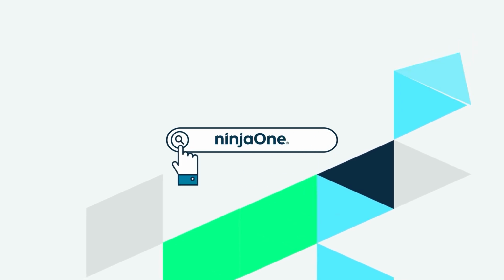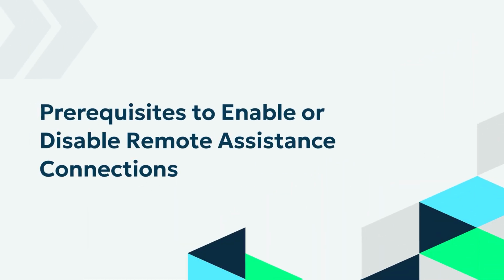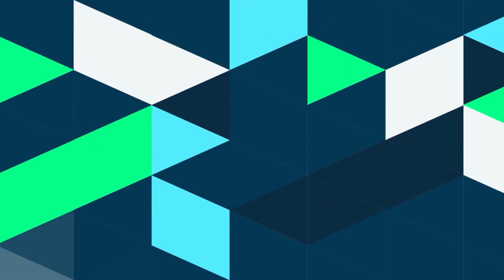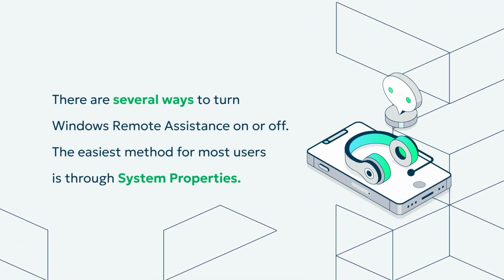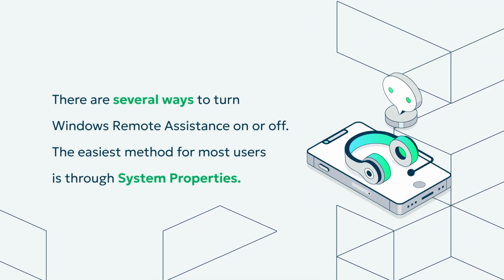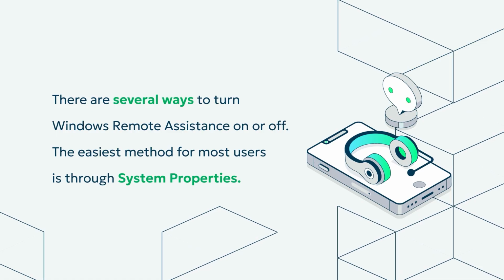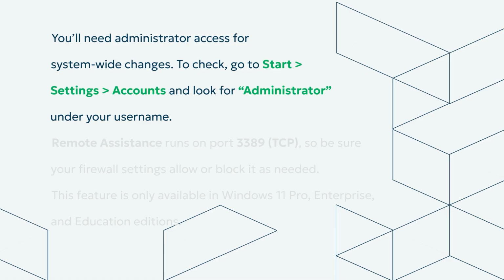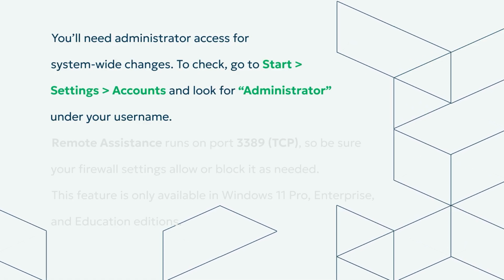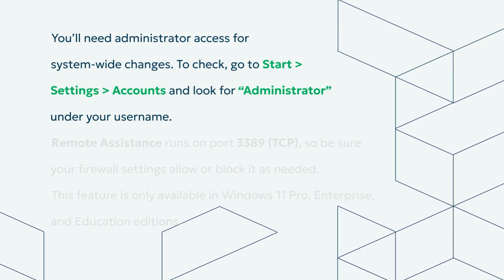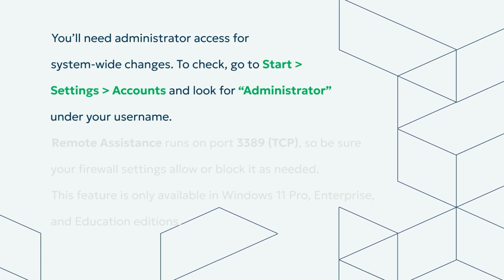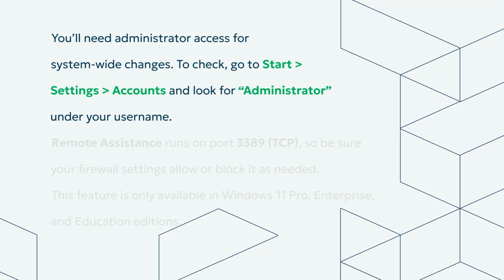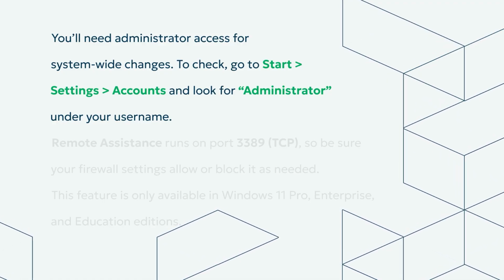Prerequisites to enable or disable remote assistance connections. There are several ways to turn Windows Remote Assistance on or off. The easiest method for most users is through System Properties. Before you begin, keep these points in mind. You'll need administrator access for system-wide changes. To check, go to Start, Settings, Accounts, and look for Administrator under your username.